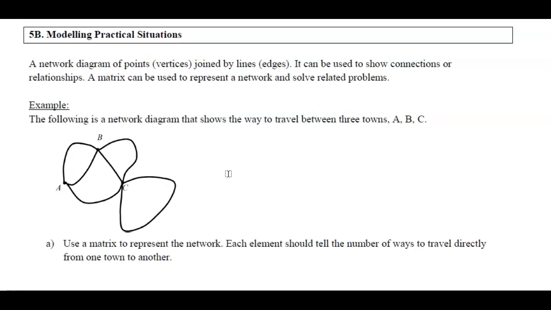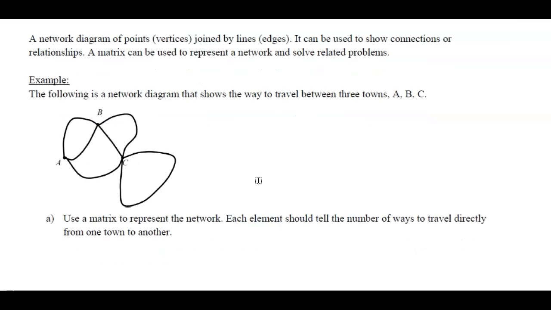Okay, so first example, the following is a network diagram that shows the way to travel between three towns A, B, and C. All right, so first of all, you're probably not familiar with networks. You probably didn't do it in year 10, so this might be new to you.